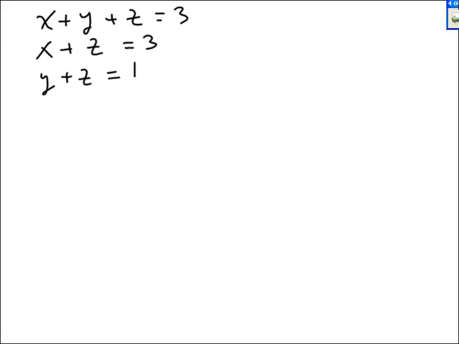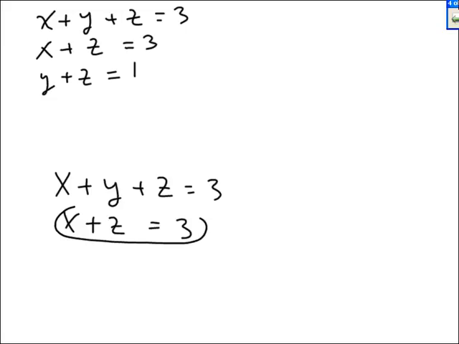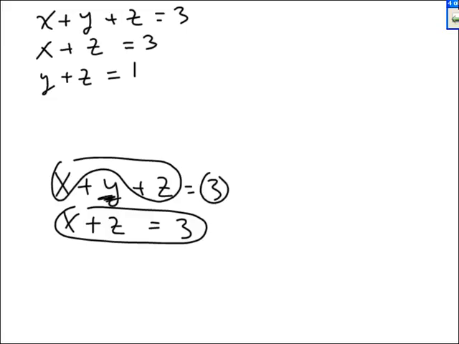Now, sometimes you can look at a system of equations and see what's going on. That is, you can see the answer. Let's look at the first two equations. Here you add x and z, and you get 3. Here you add x and 3 and y, and you still get 3. This means that y must be 0.